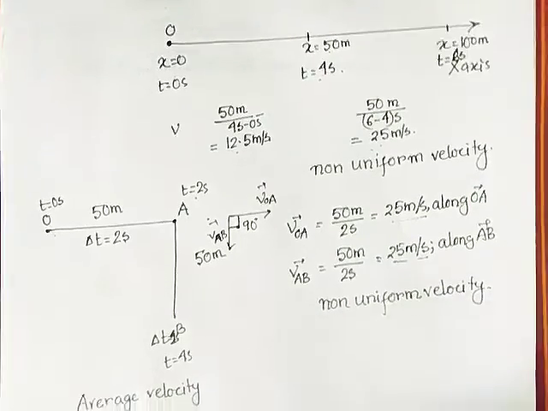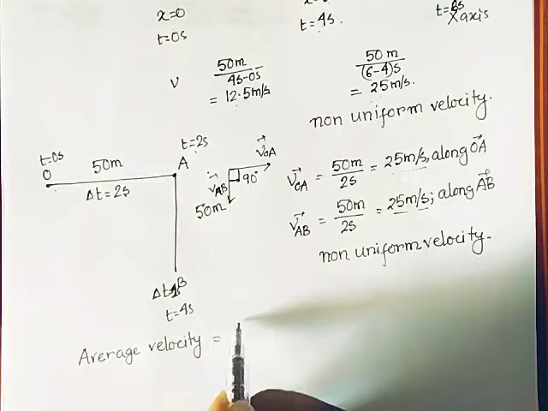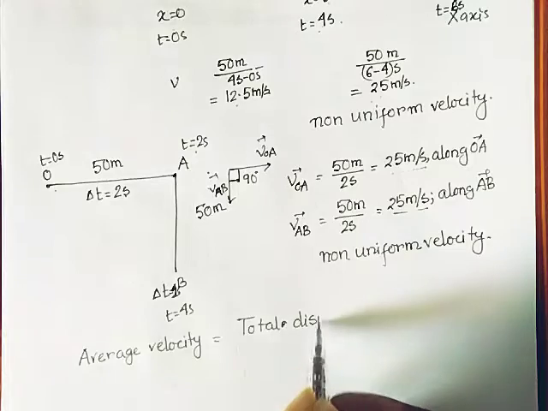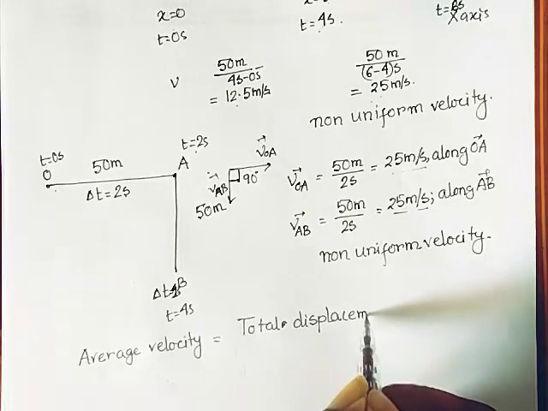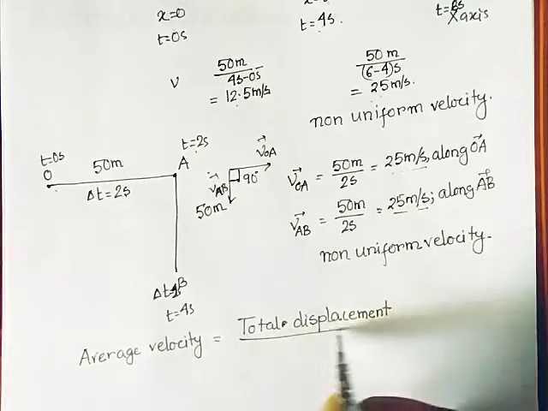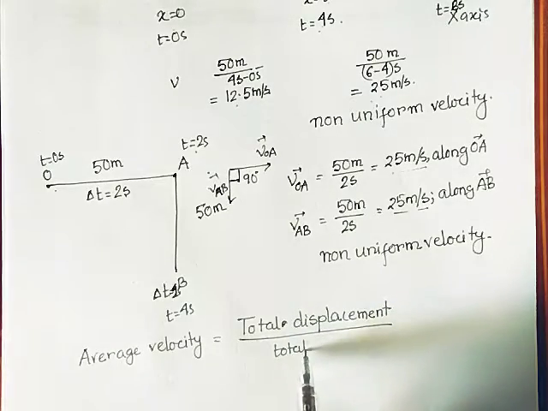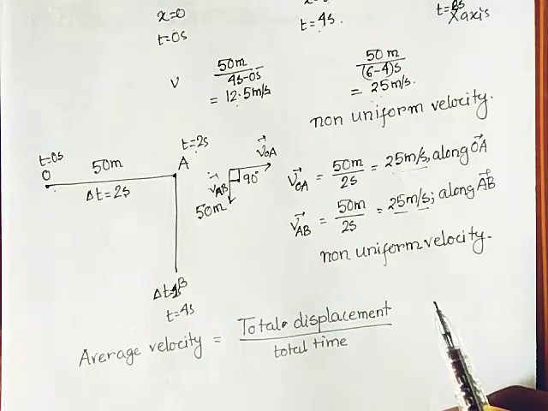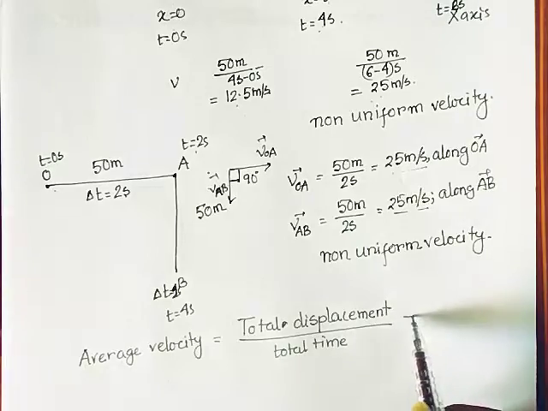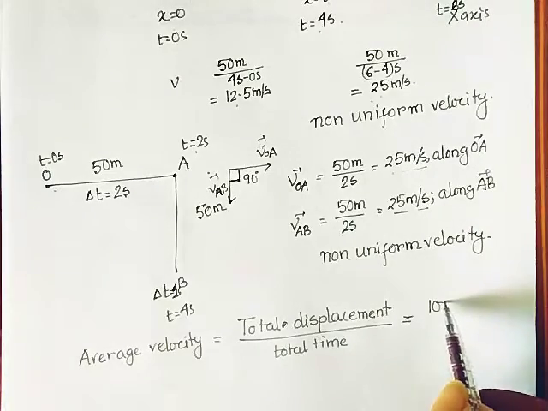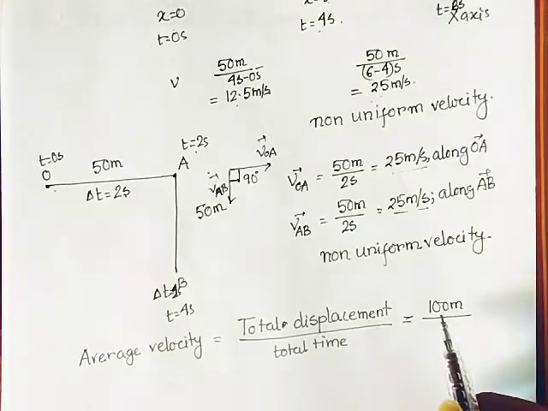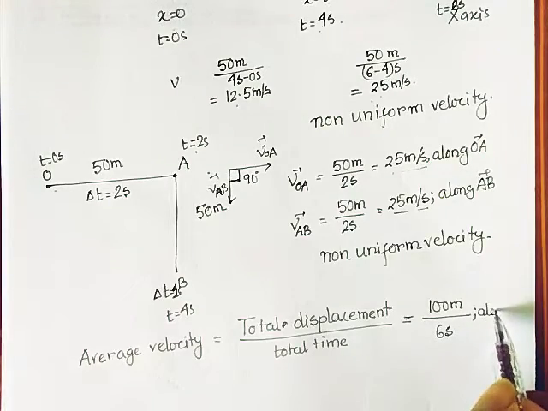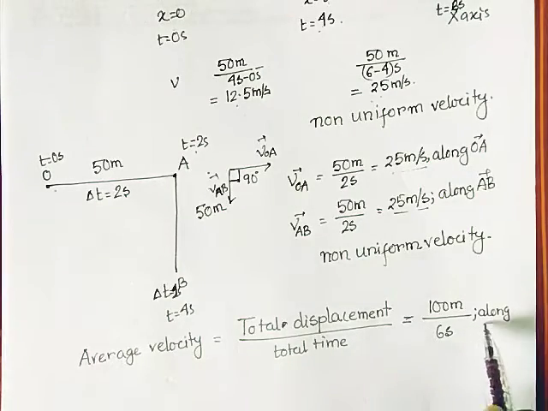The average velocity is defined as total displacement divided by total time. It does not concern about any sections, in which section it covers, how much time intervals, it does not matter. Total displacement is here 100 meter, and the total time is 0 second to 6 second along x-axis.